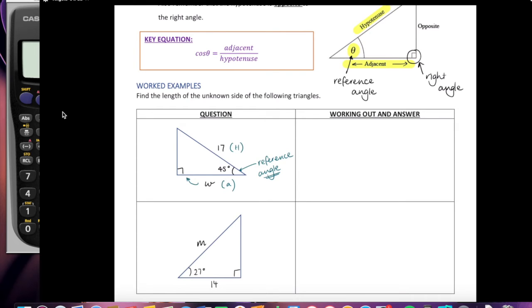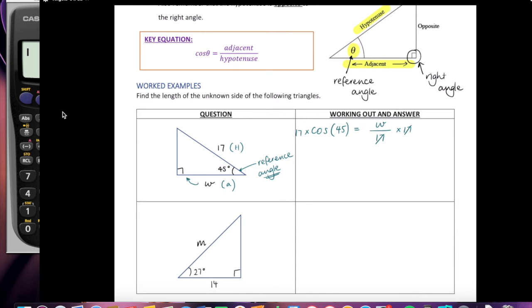If you're thinking about how we might represent this in an equation, what you're going to write is cos of an angle, and our angle this time is 45 degrees, is equal to the adjacent, which is represented by the letter W, divided by 17, which is our hypotenuse. Now again, here we're going to have to rewrite the equation so that we're actually able to use our calculator. So here I'm going to multiply both sides by 17.